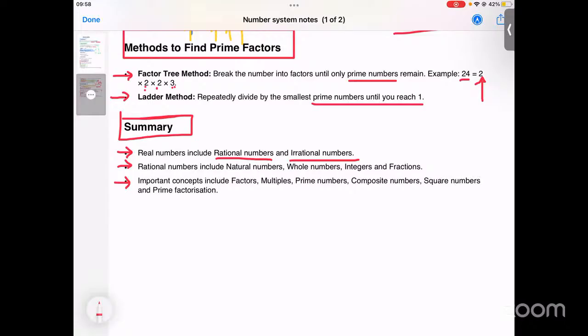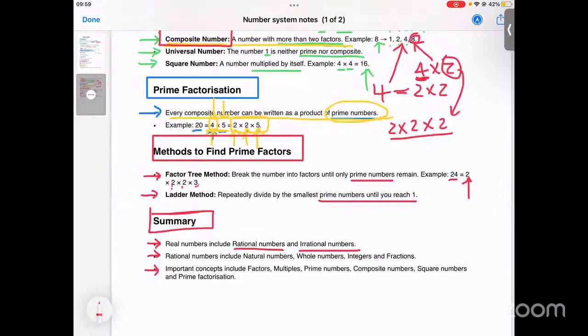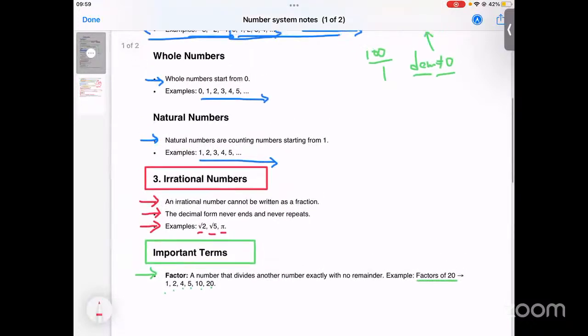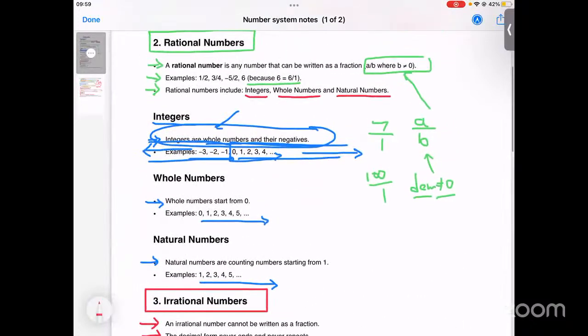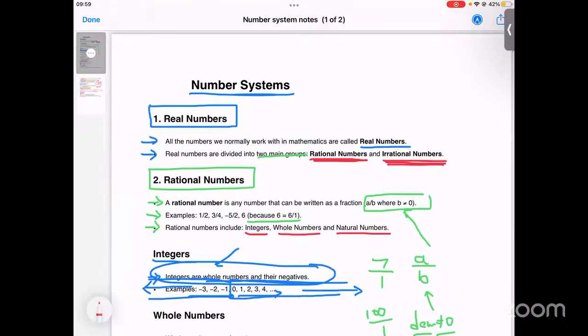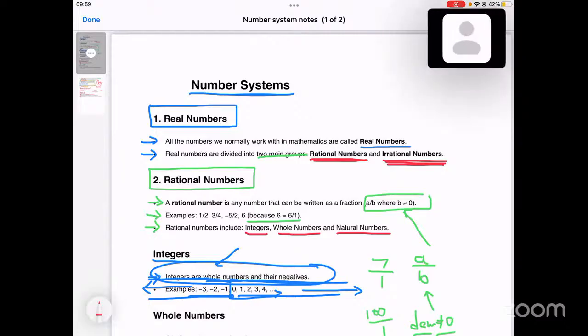factorization. So I think I've covered all that you need to be aware of regarding an introduction to number systems. Very much important, honorable member, that you take note of these notes. I think I will leave it here for now.